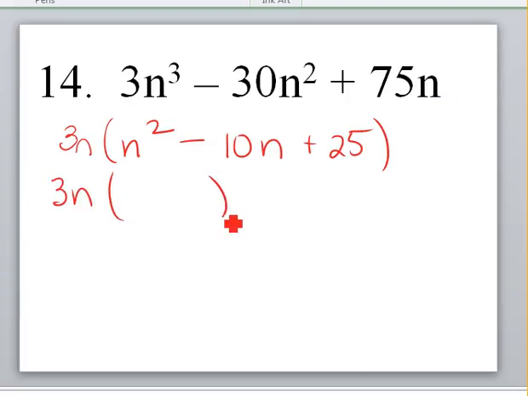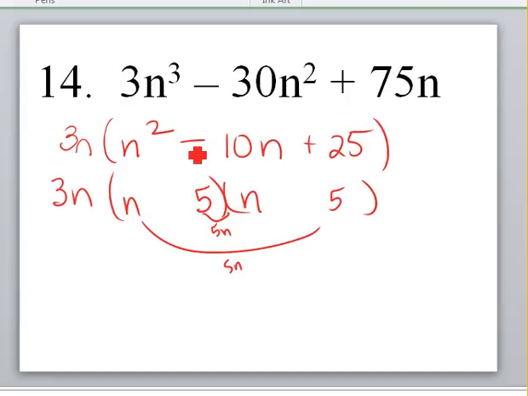Bring down my 3n. Break up my trinomial. n times n. Again, I'm going to try that squared part first. And sure enough, that's what I needed. 5n and 5n. I want a negative 10, so a minus and a minus. Bring down your 3n, and I can write this as n minus 5 quantity squared.